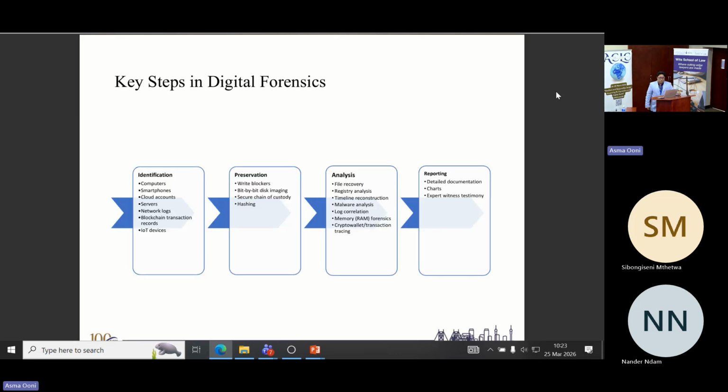Now, when we talk about digital forensics, it has basically 4 steps. It starts with identification, because it is very important to identify which particular device has been affected, or from which the crime has happened. It could be your computers, your smartphones, cloud accounts, because generally we store our data in clouds, so it could be breached. Then we have the servers, our own regional servers, then the global servers, and then the network logs. And now we are talking about cryptocurrencies and blockchains. Even crimes can happen there. Actually, many crimes are happening there. When you take the case study, it will be clearer.